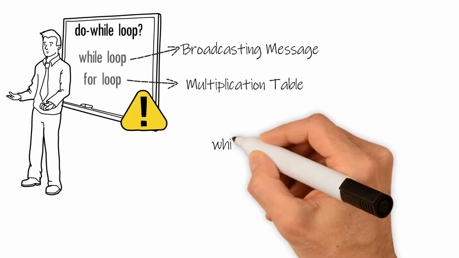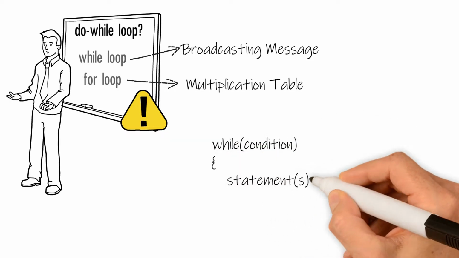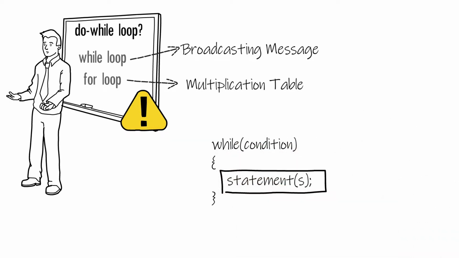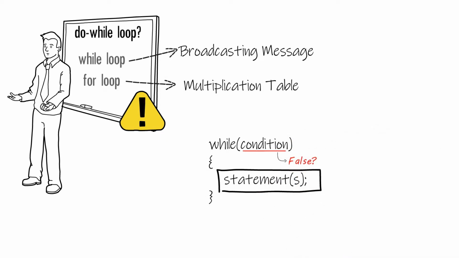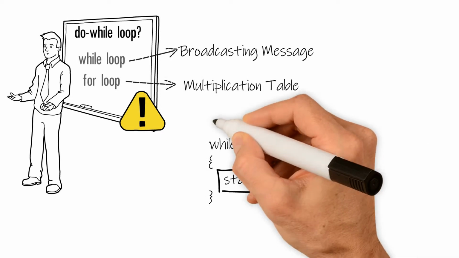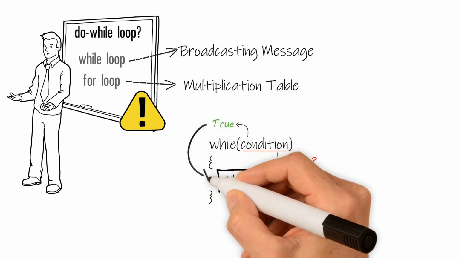For the purpose of explanation, I'm taking the while loop here. Whatever you write as a statement inside the loop makes no sense if the condition is false. That is, the program control checks the condition first and gets inside only if the condition is true.